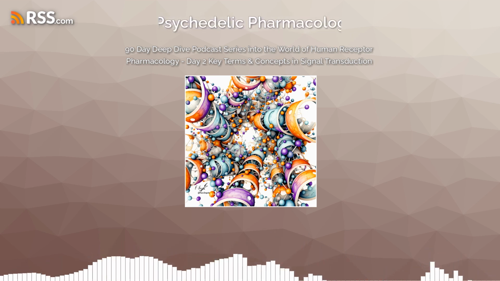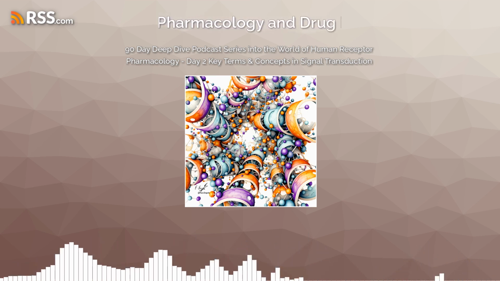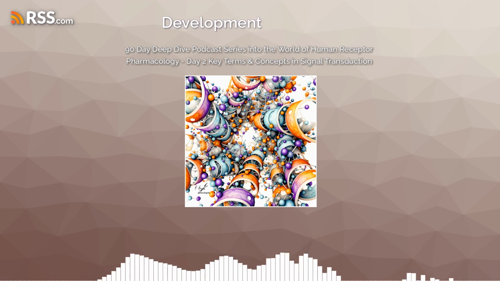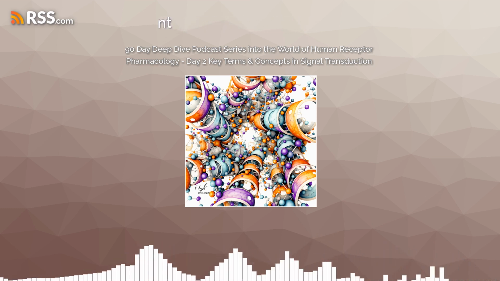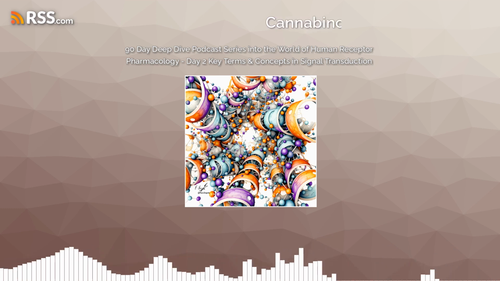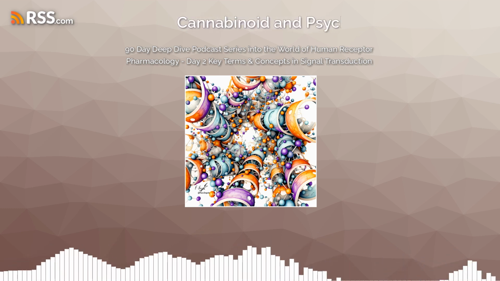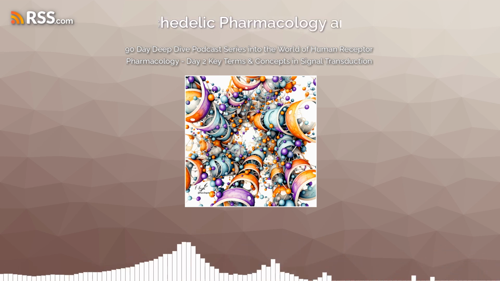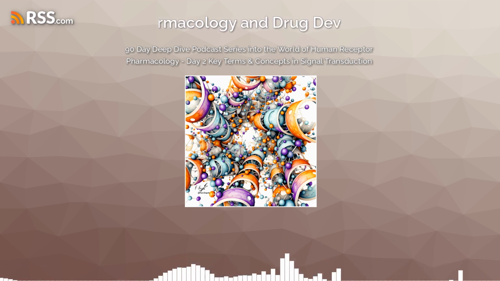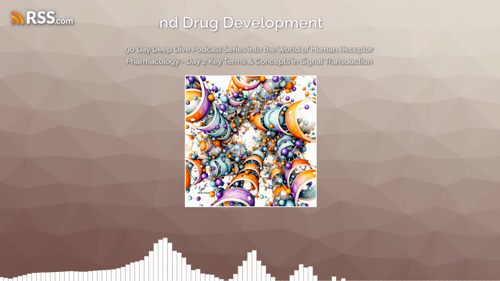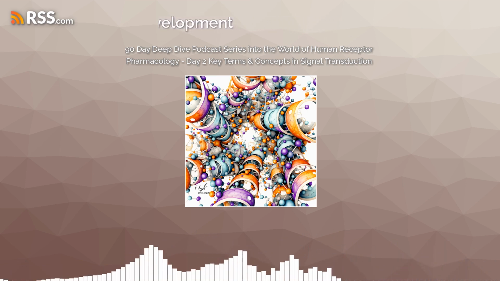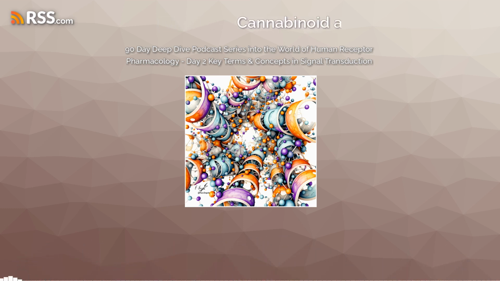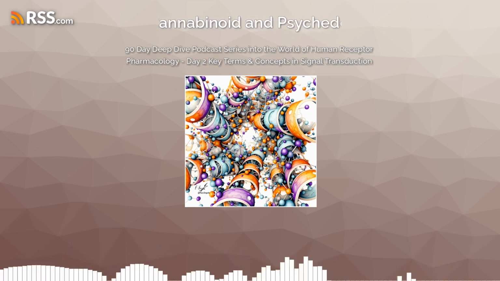Wait, what? So a receptor can be signaling even if there's nothing bound to it? Yeah, exactly. It's like a light switch. It's always partially on, even when it's flipped off. That's wild. I thought receptors needed a ligand to be activated. That's the traditional way of thinking about it. But we now know that some receptors just have this inherent ability to be active on their own. Okay, so constitutive activity is like a baseline level of receptor activity.